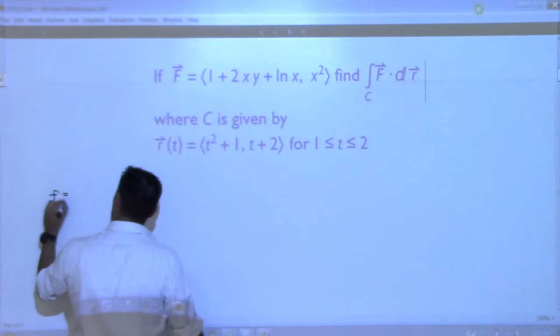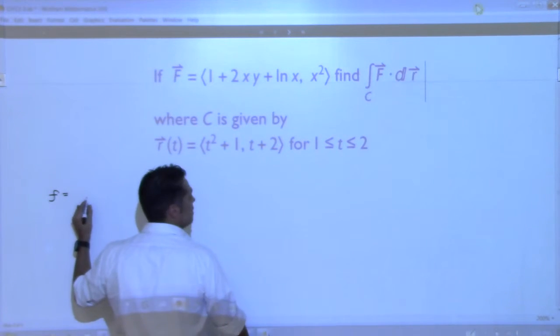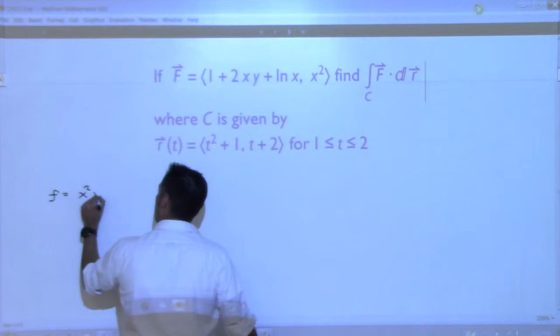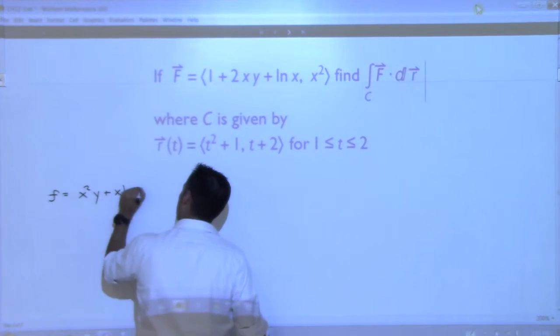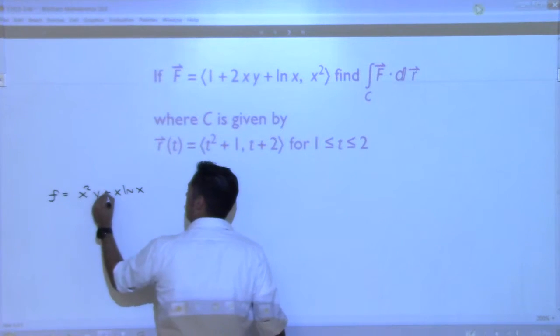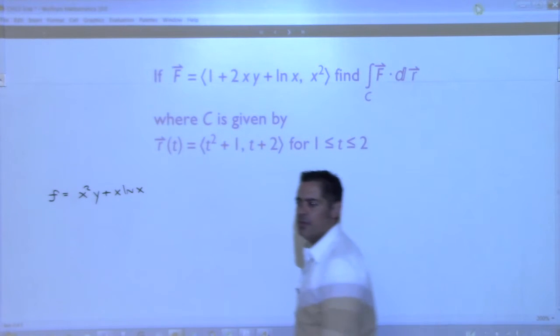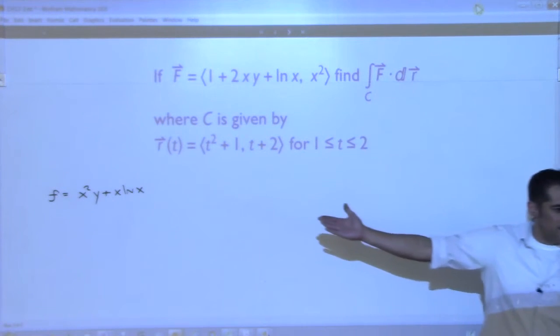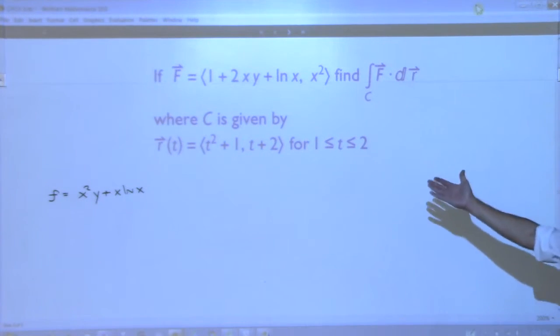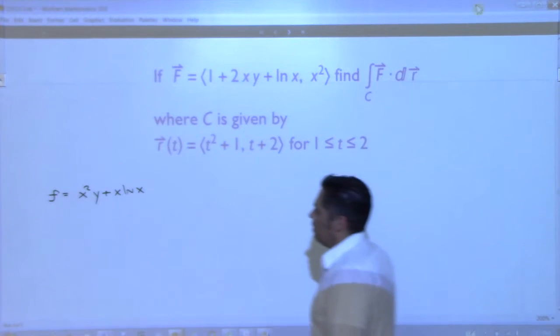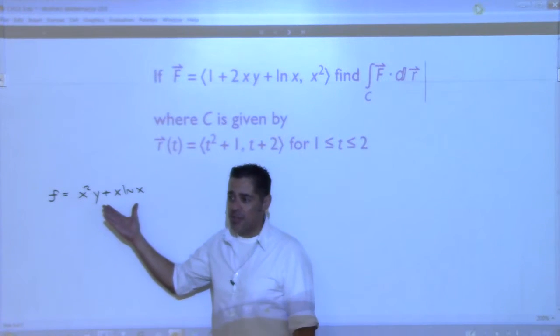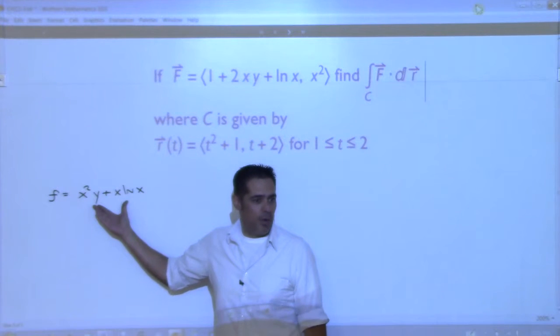So what was my potential function? I've forgotten now. X squared y plus x ln x, and then plus C, right? Now for C, I'm just going to use 0, because that is a potential function, right? That'll qualify, that works. All I have to do now to get an answer to this is evaluate this at the two endpoints.